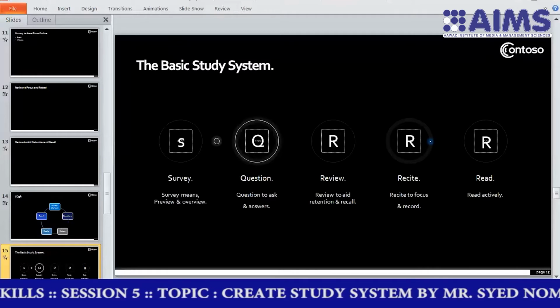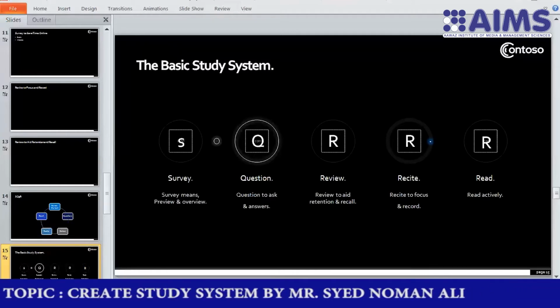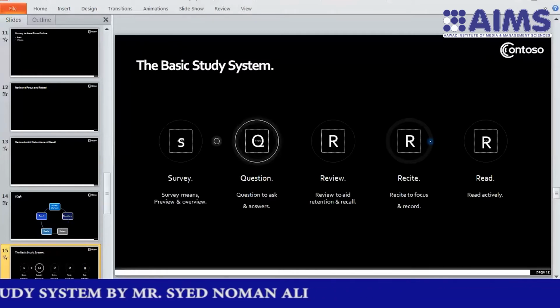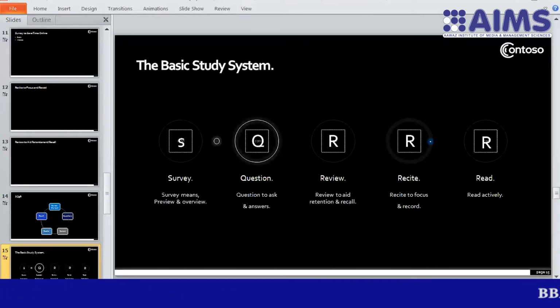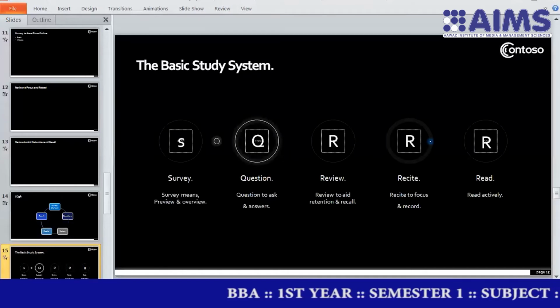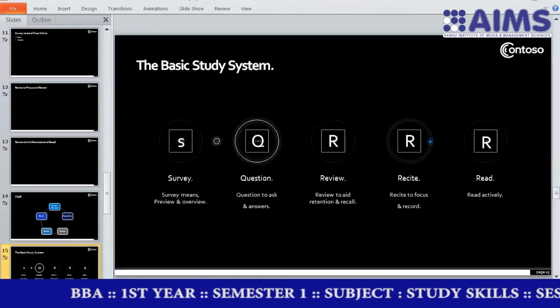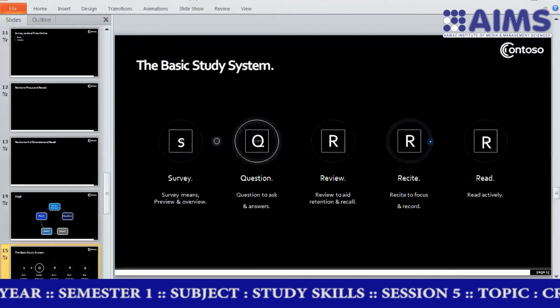Question means to ask a question, exam question, whether you have a critical question, whether you have something in mind that you want to be asked, you raise the question, listen to the question. This one is the second stage. The third one is review. Review to aid retention and recall.